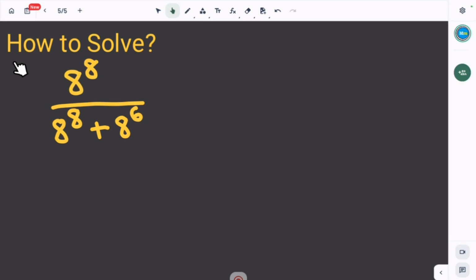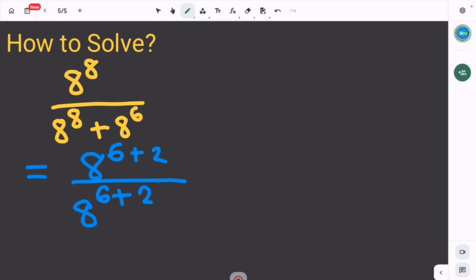So today's question is how to solve 8 to the power 8 divided by 8 to the power 8 plus 8 to the power 6. So let's see, equals to 8 to the power 8 can be written as 8 to the power 6 plus 2. Here also 8 to the power 6 plus 2. And 8 to the power 6 as it is.